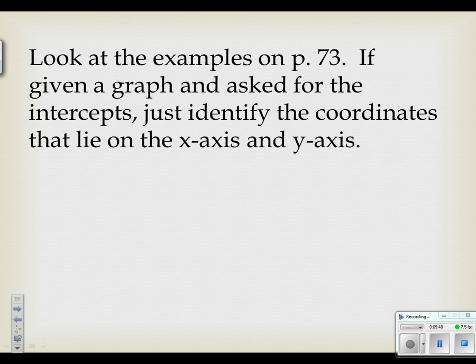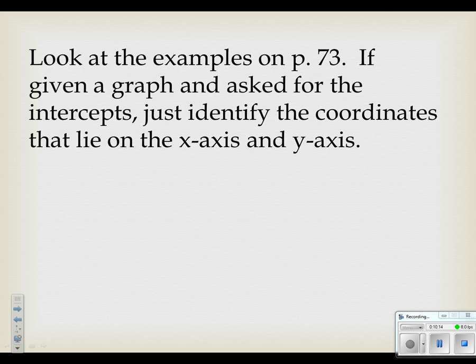Turn to page 73. Okay, let's identify some intercepts off the examples that are there. If we're looking at the actual example number 4 from the book, find the intersection points on the x-axis and y-axis. Let's do the x-axis first. Can all of you see that there is an x-intercept at -1, 0? Okay. That graph also crosses the y-axis up at 0, 1.